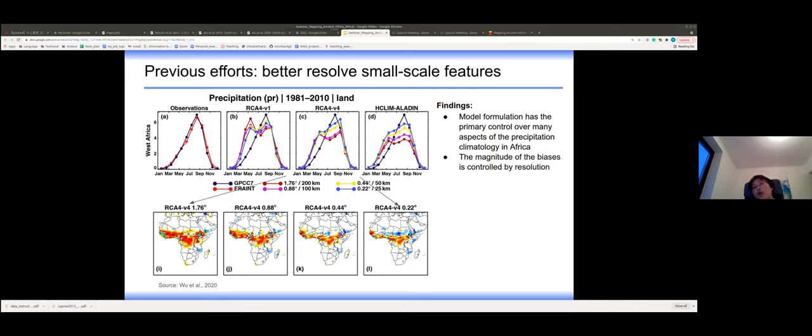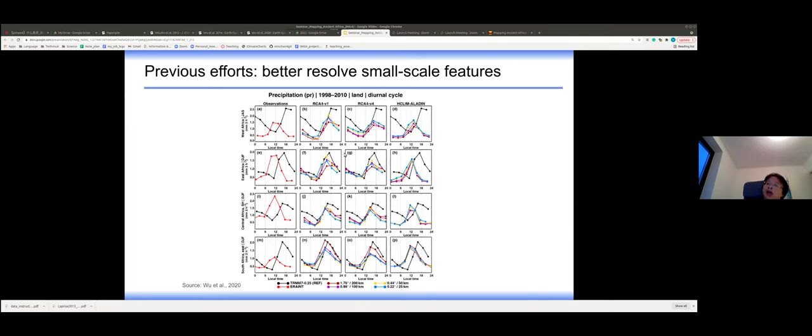But even though we have such improvement, a bit revealing is that the structure or the patterns of the bias doesn't change that much. For example, we still cannot totally remove the bias here. It's still there, just to a lesser extent. So here is an implication of the roles of the resolution and also the model formulations. Here we can see that the model formulation has the primary control over many aspects of the precipitation in Africa. So this is one example.